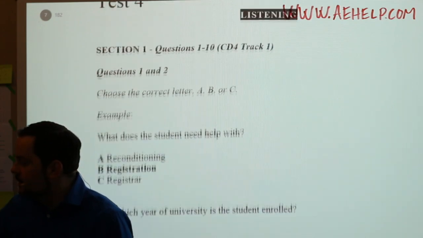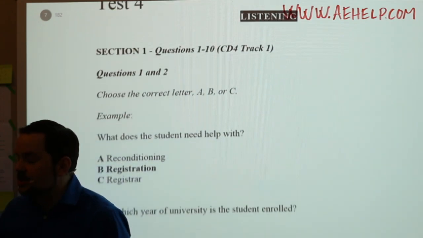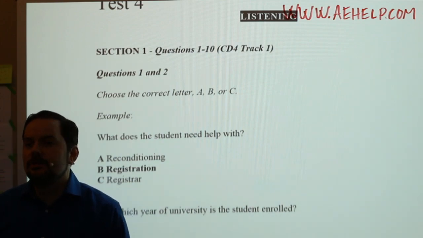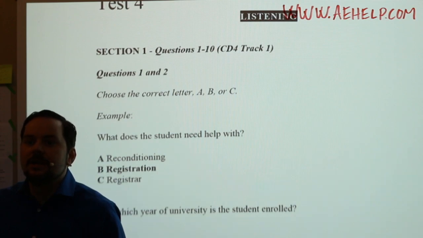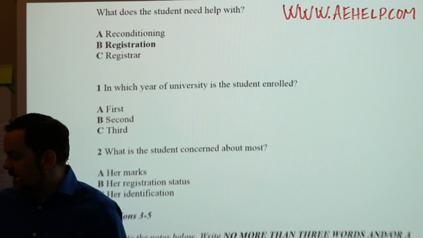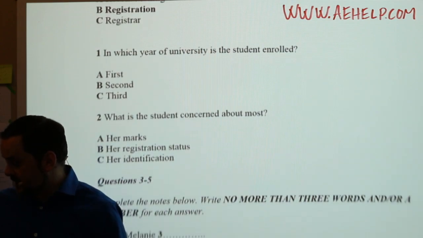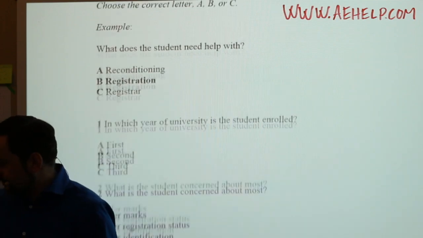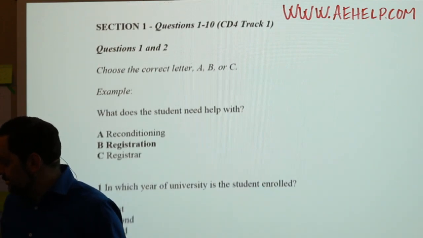Okay, so some of the key words here are registration, student, classes. So you want to think about some paraphrasing like courses instead of classes, and pupil instead of student. All right, so let's get right into it.